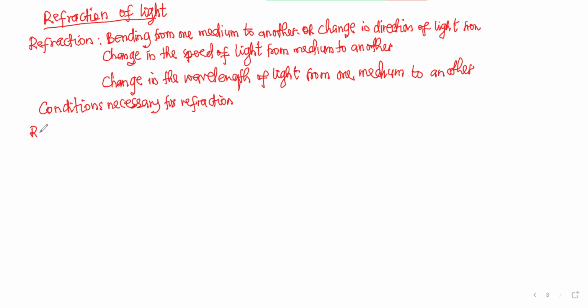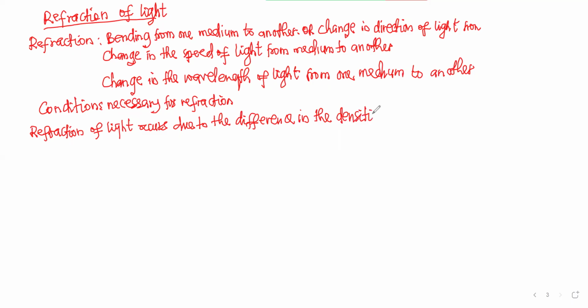Okay, refraction of light occurs due to the difference in the densities of the two media, meaning that if the two materials have the same density, it will never bend. Okay, it will never bend.